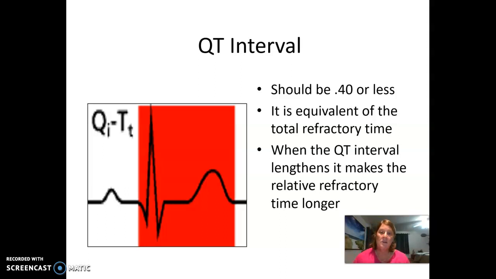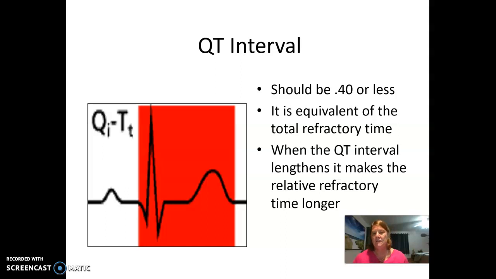So when we look at bradycardias, when we look at slow heart rates, sometimes the QT interval can lengthen a little bit. But for normal heart rates, it should be 0.40 or less. It is the equivalent of what we call the total refractory time, which I'll explain in just a minute.